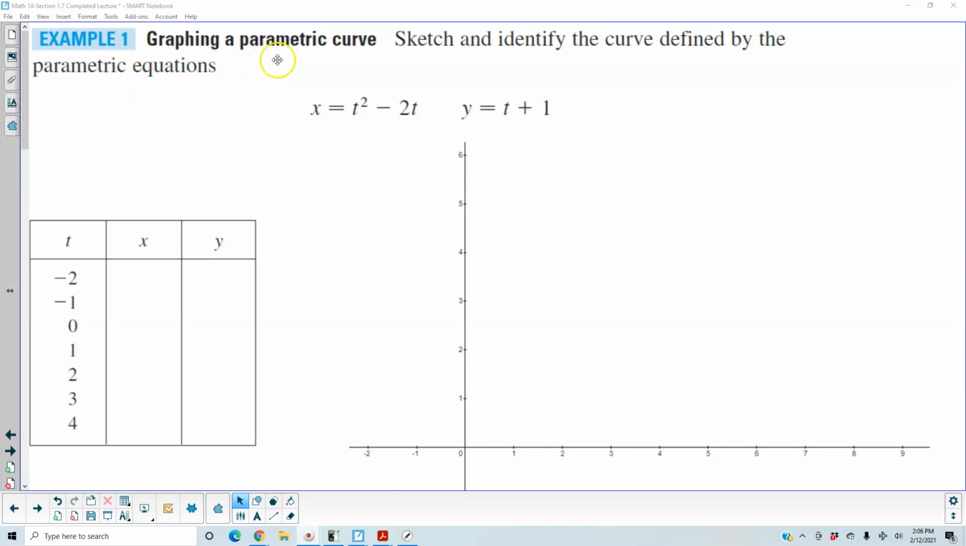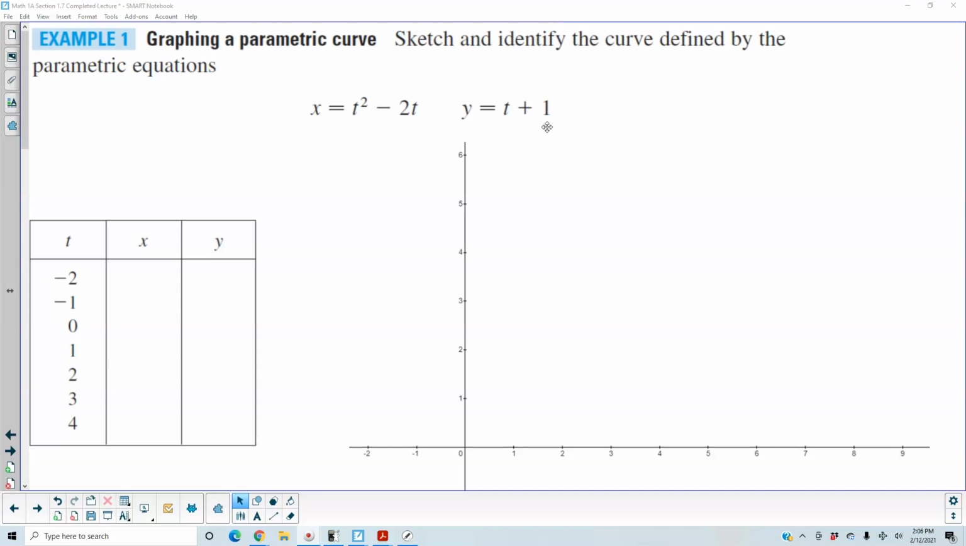Example 1, graphing a parametric curve. We're going to sketch and identify the curve defined by the parametric equations x equals t squared minus 2t, and y equals t plus 1. So what we're going to do is, I'm going to show you for the first example.